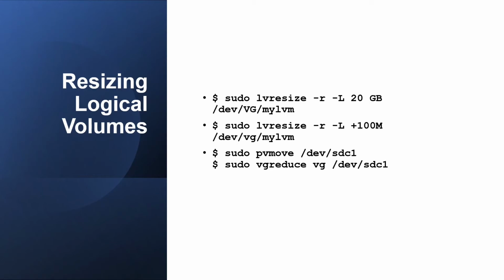To grow a logical volume with an ext4 file system, do sudo lvresize -r -L +100M /dev/vg/mylvm, where the plus sign indicates adding space. Note that you need not unmount the file system to grow it. You can also reduce a volume group, as in sudo pvmove /dev/sdc1, sudo vgreduce vg /dev/sdc1.